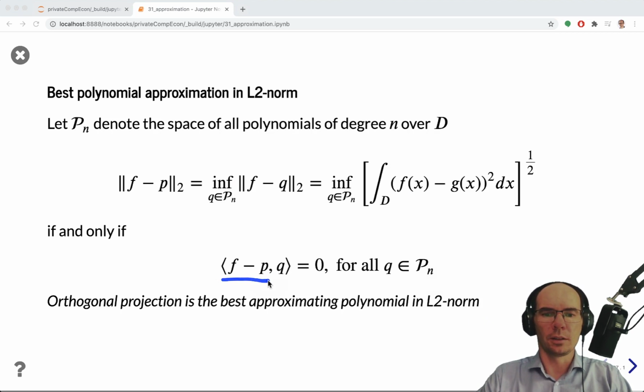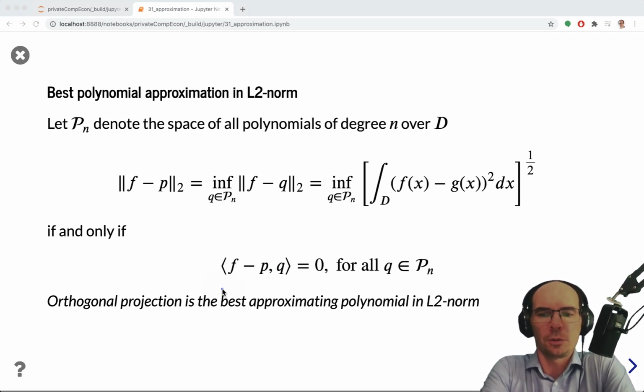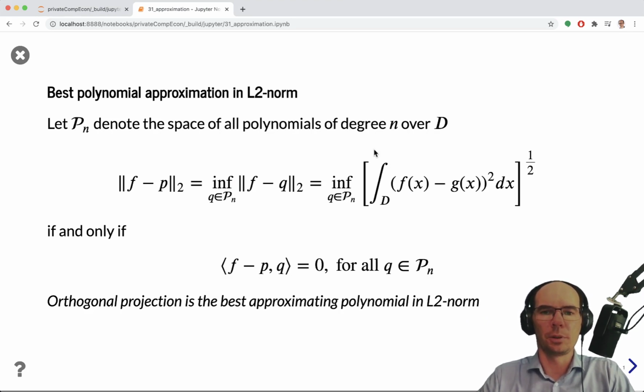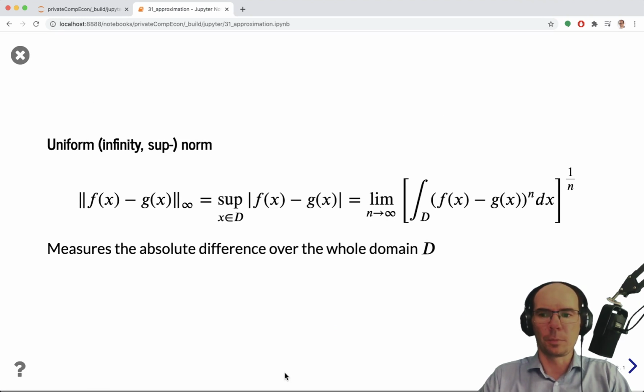Essentially the residual is what's left after we've projected the function f onto the space of polynomials in the orthogonal way. Okay, this is the theory behind the best polynomials in this sense, in the L2 norm, but we might be more interested in the uniform norm.